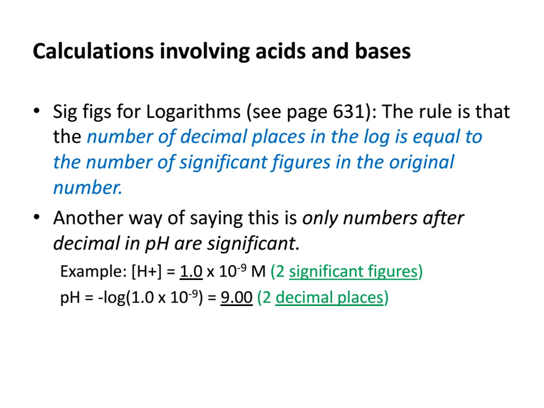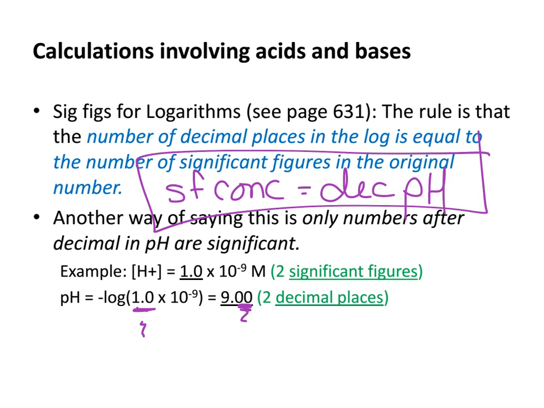Next, we'll review sig figs. For a logarithm, the rule is that the number of decimal places in the log is equal to the number of significant figures in the answer. So if you're finding the log of a number, those sig figs become decimal places. And if you're going backwards for antilog, the decimal places would become the sig figs. So specifically applying that rule to finding the pH from the H plus concentration, the significant figures of the concentration are going to equal the decimal places for the pH.